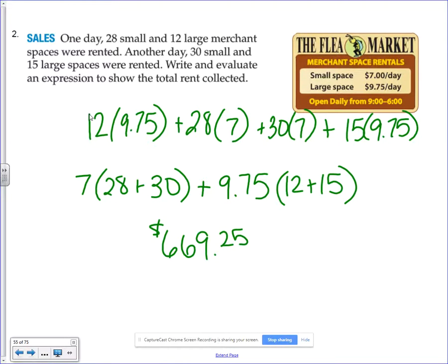A-okay? Okay, so on the back, we're going to do number 3, and then we're going to skip and do 5, 6, 7, and then come back to 4. Go ahead and read number 3 to yourself, please.